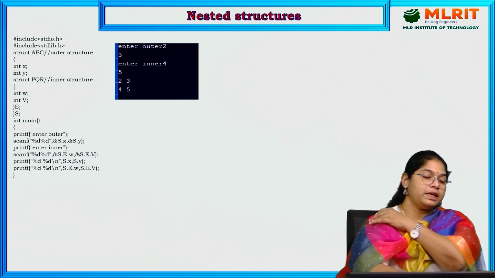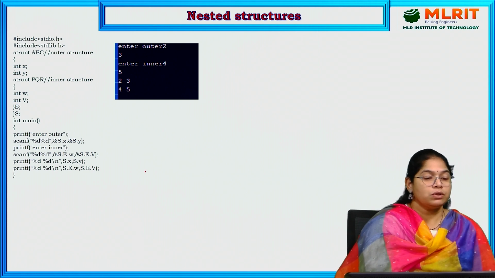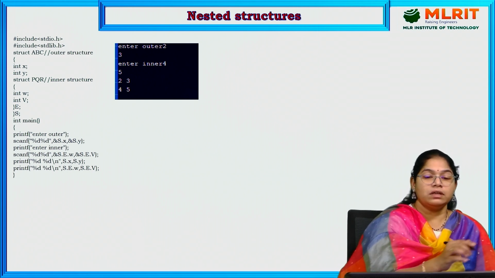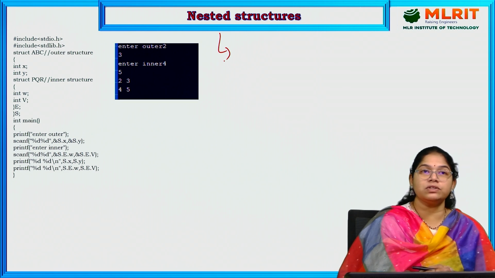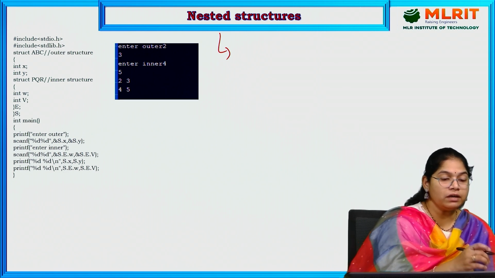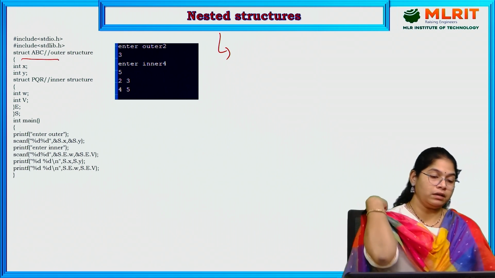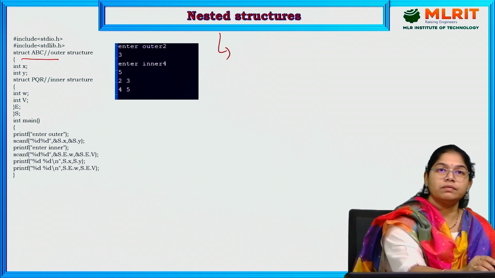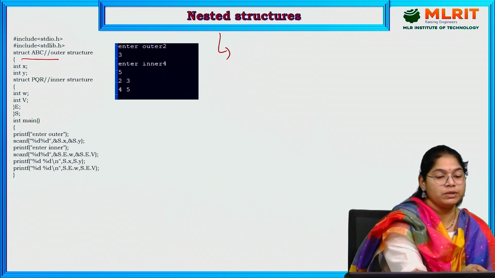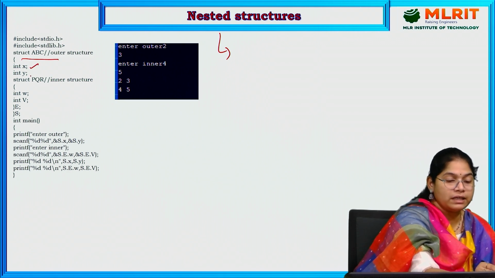Then we'll go with the example of a nested structure. So what is a nested structure? Writing a structure inside another structure is called a nested structure. So here I created a struct ABC. To write a structure, we need the struct keyword. Struct ABC is the outer structure, and the members of the structure are X and Y.